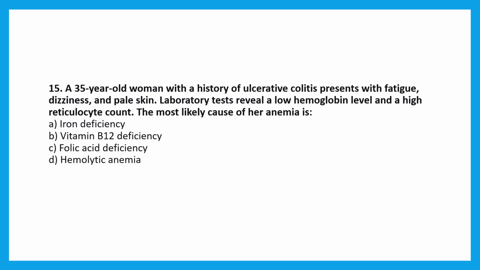Question number 15. A 35-year-old woman with a history of ulcerative colitis presents with fatigue, dizziness, and pale skin. Keyword, ulcerative colitis, okay? Laboratory shows a low hemoglobin level and a high reticulocyte count. Mechanisms coming in here. The most likely cause of anemia is what? A, iron deficiency, B, vitamin B12 deficiency, C, folic acid deficiency, and D, hemolytic anemia.